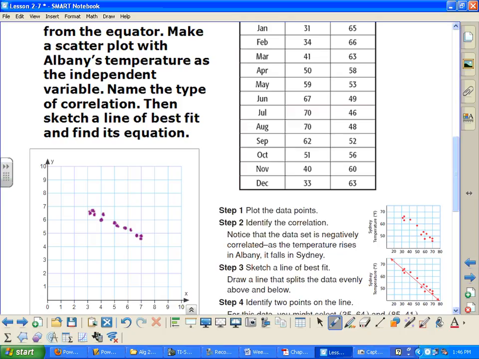So once you have them all plotted, then we need to name the type of correlation. What kind of slope do these have? Okay, they have a negative slope, so that means there's going to be a negative correlation. Right? So as it gets warmer in Albany, it gets colder in Sydney.